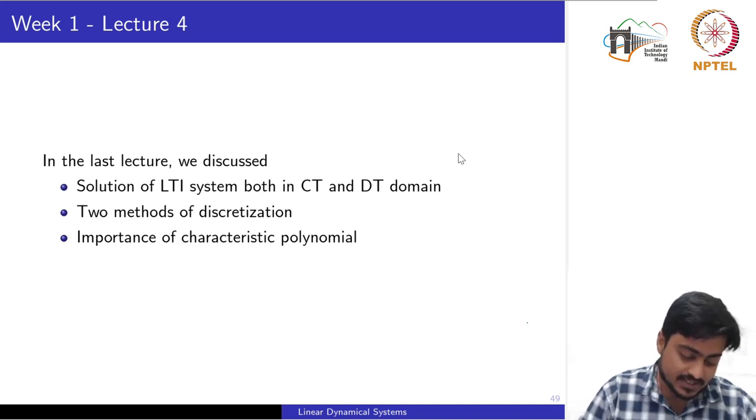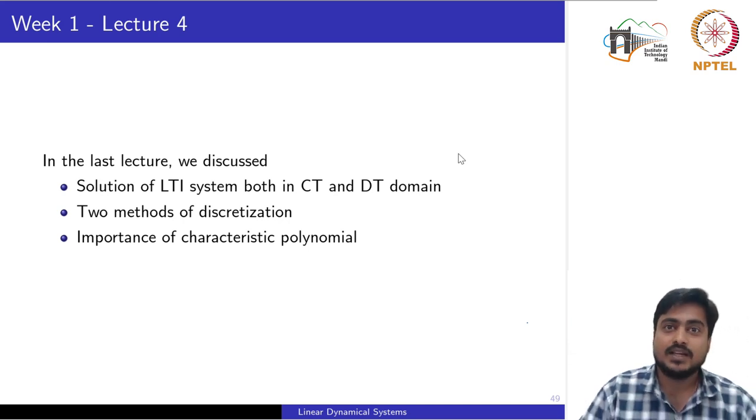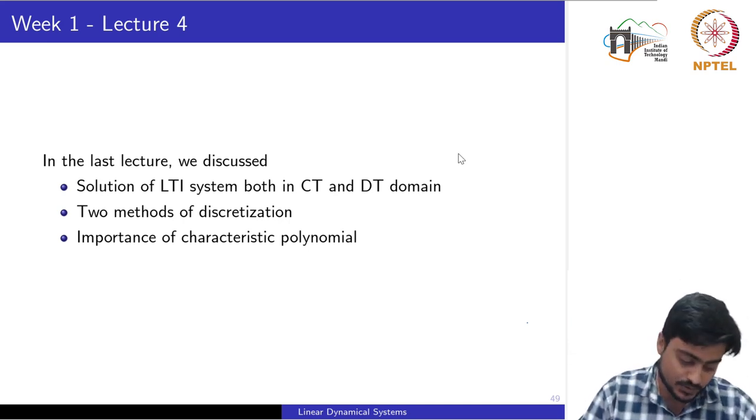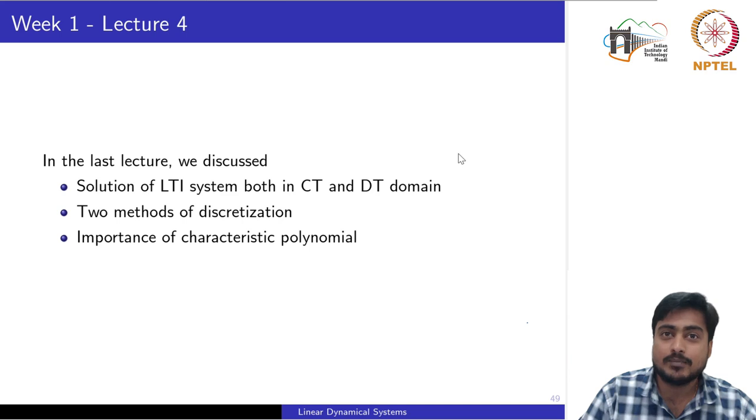In the last lecture we discussed the solution of the LTI system, both in the continuous time domain and in the discrete time domain. We also saw two methods of discretization, where in the first method we did the approximation, while in the second method we considered the input as a piecewise constant signal. Third, we also discussed the importance of the characteristic polynomial and its eigenvalues.